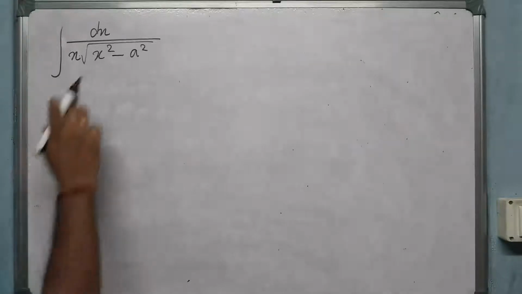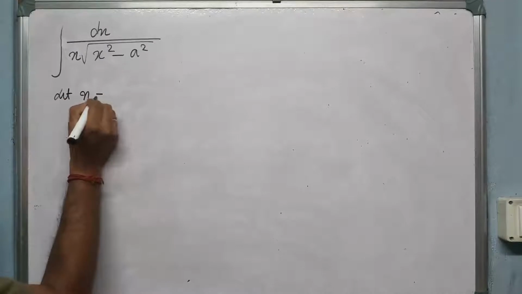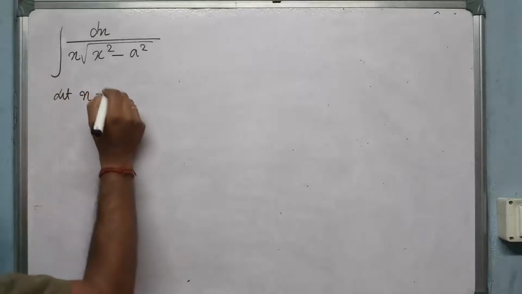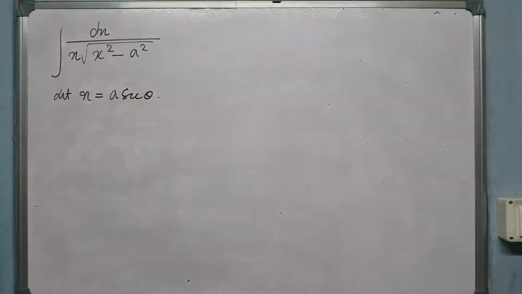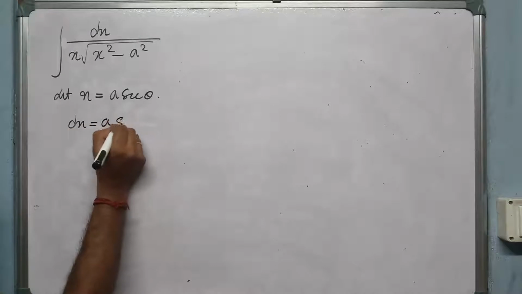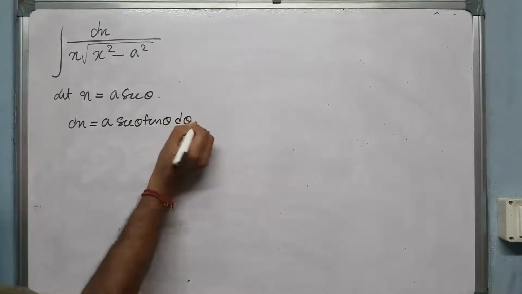Now it is x square minus a square. If it is x square minus a square, x equals either sec or cosec. I'll consider let x equals a sec theta. Then differentiate this: dx is equal to a, the derivative of sec theta is sec theta tan theta d theta. Now then substitute.